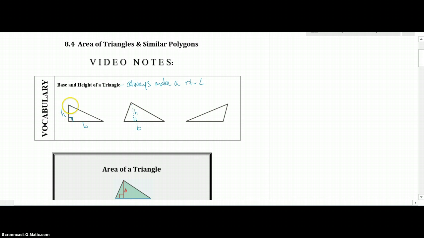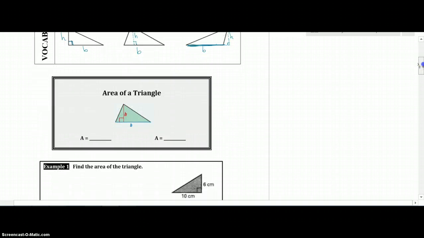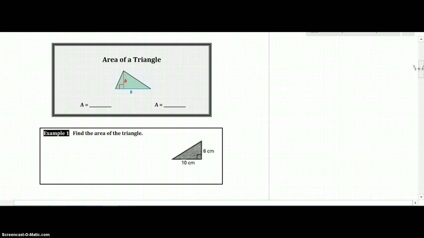So sometimes your height is going to be one of the legs of the triangle. Sometimes your height is going to be inside the triangle that you're going to have to draw or find. And then sometimes it can even be drawn outside of the triangle. So this would be the height. Now your base is still just this side of the triangle, but this is your base and this is your height.